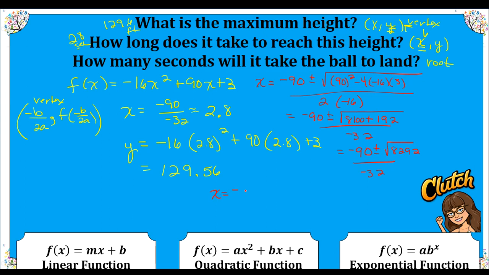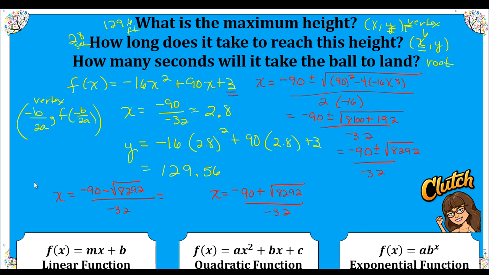We're going to have one root where we add, and we're going to have another root where we subtract. We know this ball started 3 feet off the ground at 0 seconds. So when I get the negative root, that root is irrelevant, does not pertain, is not realistic for our situation.